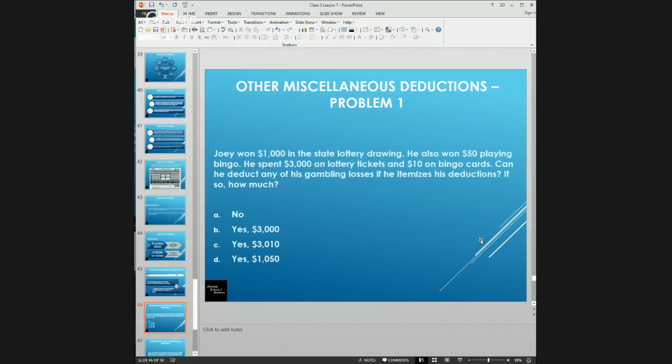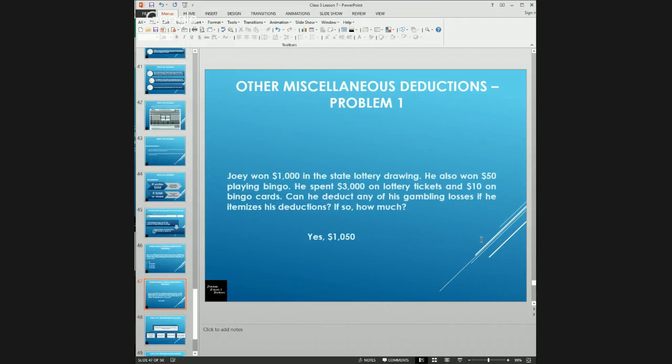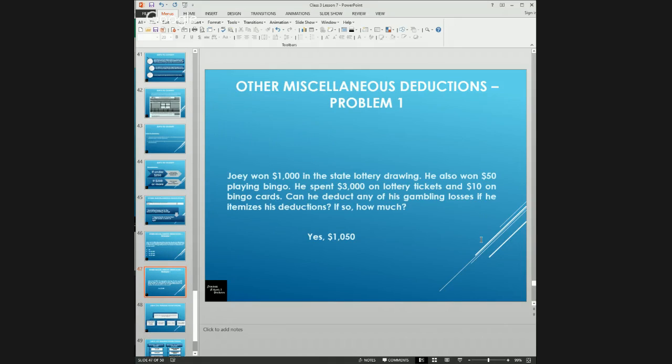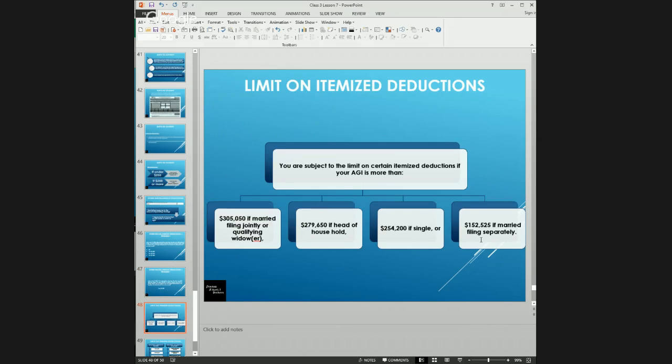So in this case, Joey won $1,000 in the state lottery. He also won $50 playing bingo, for total winnings of $1,050. During that year, he spent $3,000 on lottery tickets and $10 on bingo cards. Can he deduct any of the gambling losses if he itemized his deductions, and if so, how much? The first answer is no, yes, $3,000, yes, $310, yes, $1,050. And it's going to be, he can deduct $1,050 because that's the amount that he is claiming as winnings.